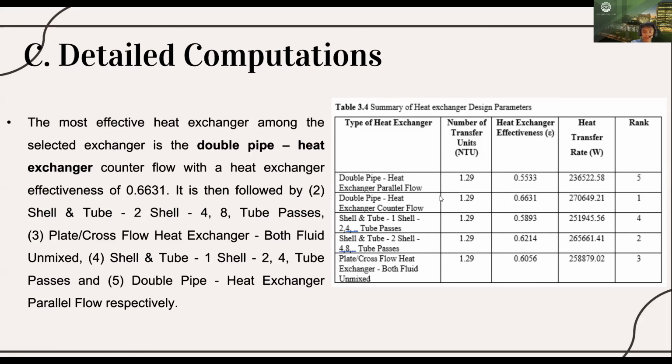It is then followed by shell and tube, 2 shell, 4, 8, 2 passes. Number 3, plate cross flow heat exchanger, both fluid unmixed. Number 4, shell and tube, 1 shell, 2, 4 tube passes. And number 5, double pipe heat exchanger, parallel flow, respectively.